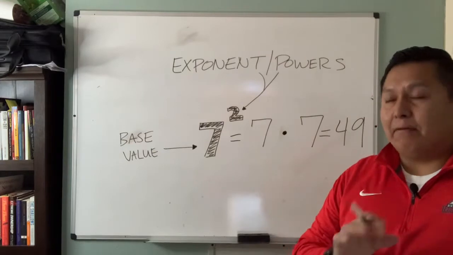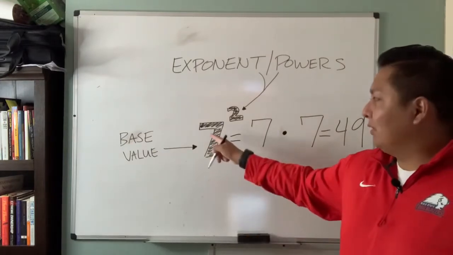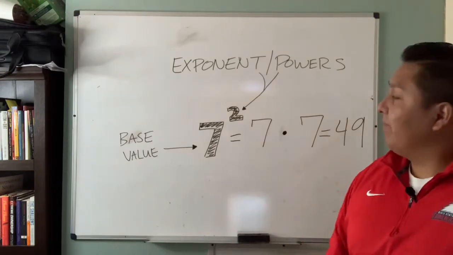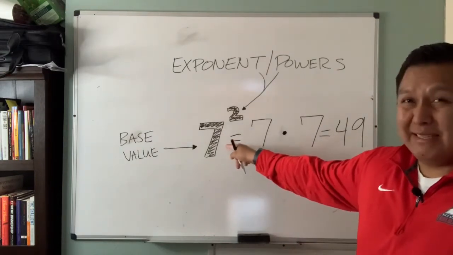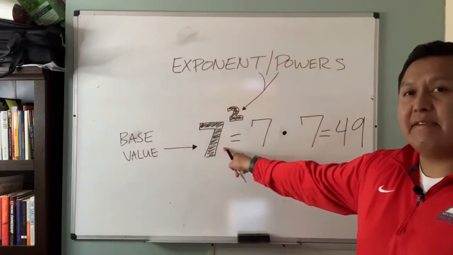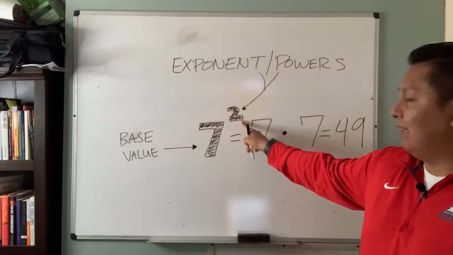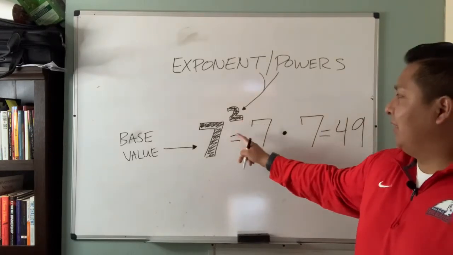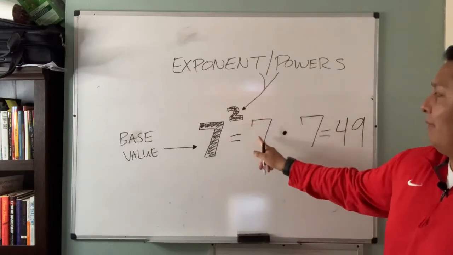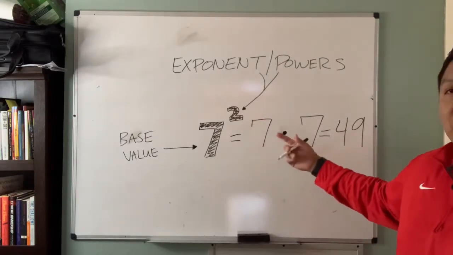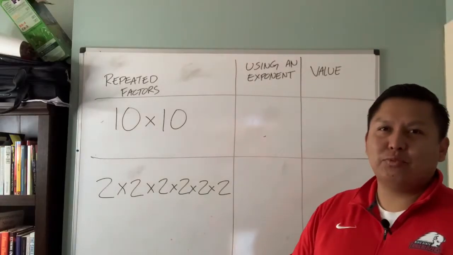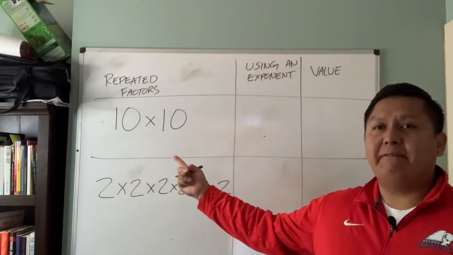Just be careful, please do not multiply 7 times 2. It does not equal 14. Always remember that you multiply the base number to itself that many times. So again, you see the base number 7, and there's 7 to the second power here. All you do is write 7 that many times. Because there's a 2 as the exponent, I write 7 twice and multiply 7 by itself, and I get 49.